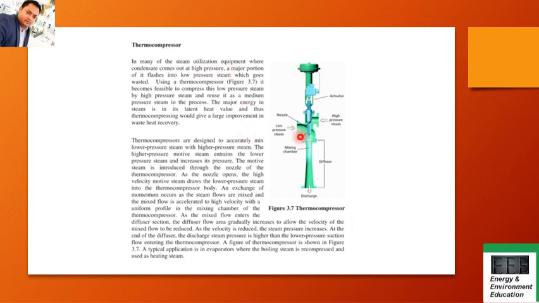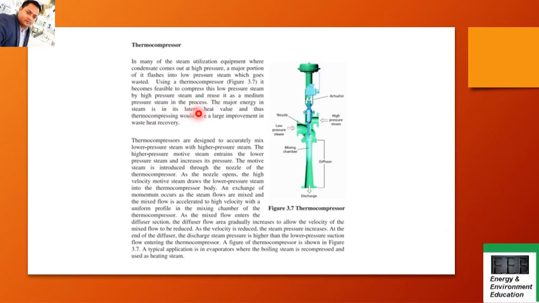Otherwise, just to give a know-how of this thermocompressor, basically what's happening here is that in many of the steam utilization equipment where condensate comes out of a high pressure, a major portion of it flashes into a low pressure steam which goes wasted. So basically, when there is a loss of pressure inside the condensate, using a thermocompressor becomes feasible to compress this low pressure steam to a high pressure steam and reuse it as a medium pressure steam in the process.